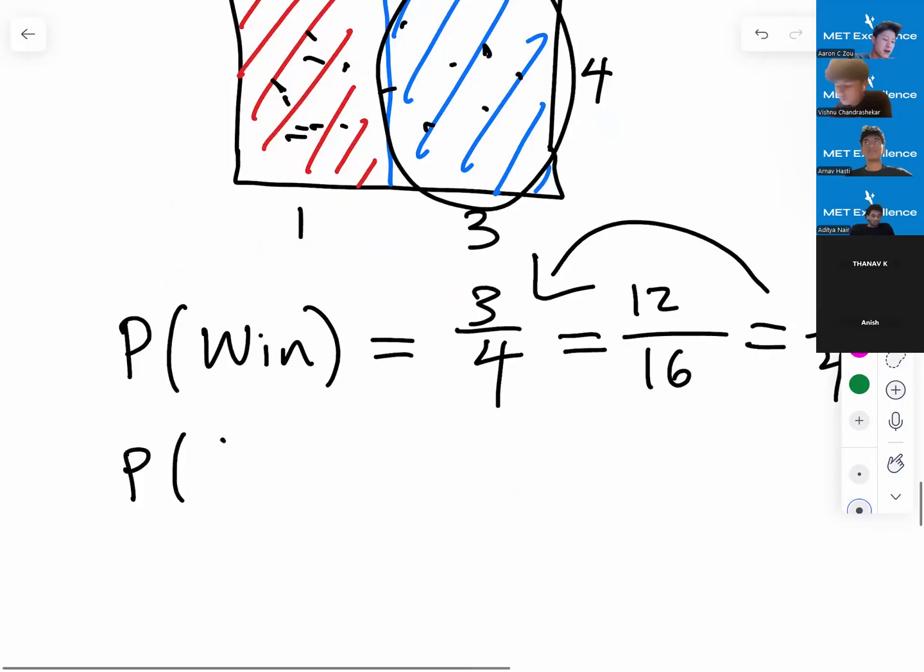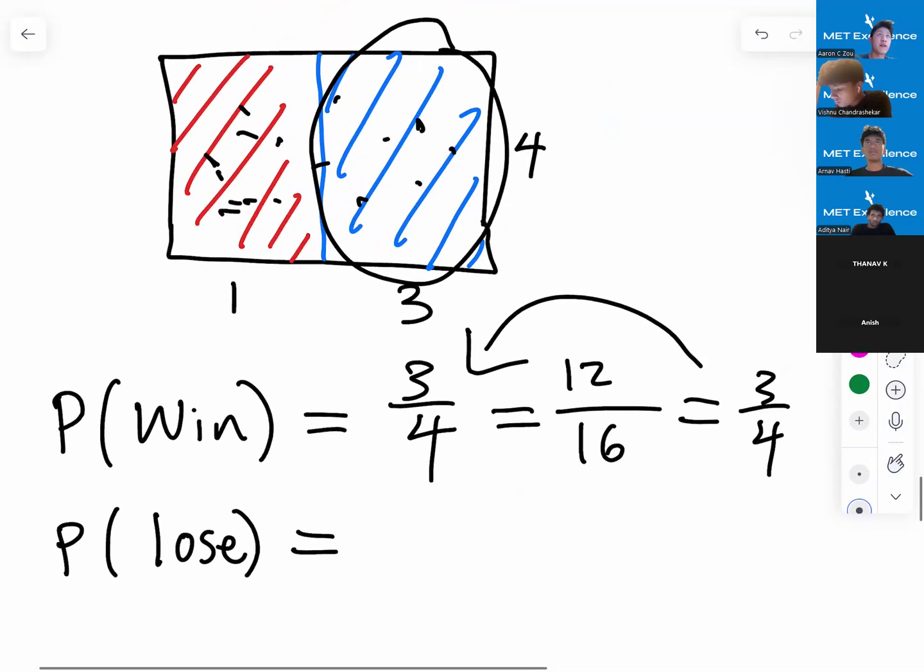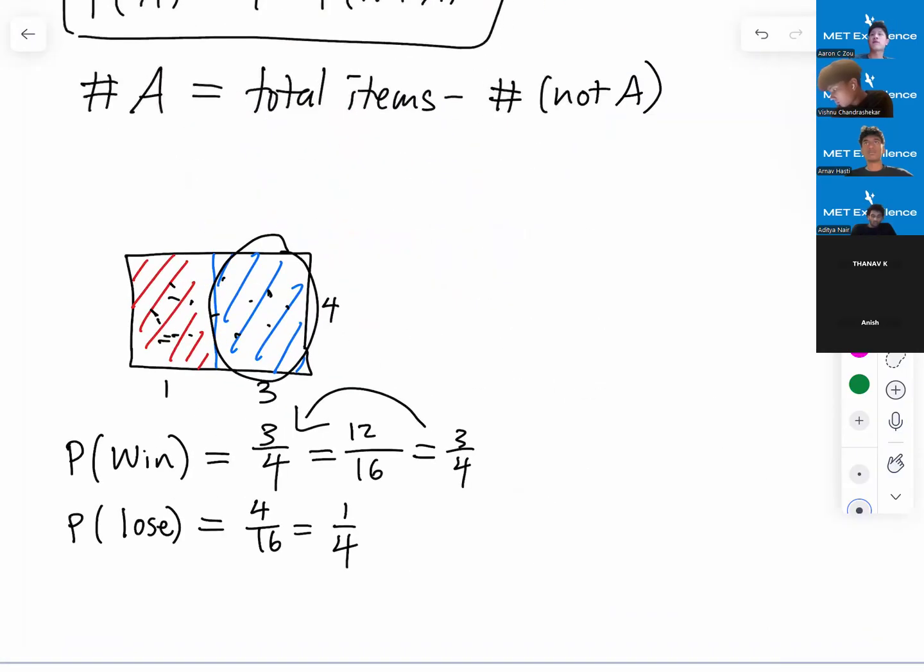And the probability that we lose will be the area of this red rectangle divided by the total area. So that's 4/16, which is 1/4. So that goes over everything that we have for today's lecture.